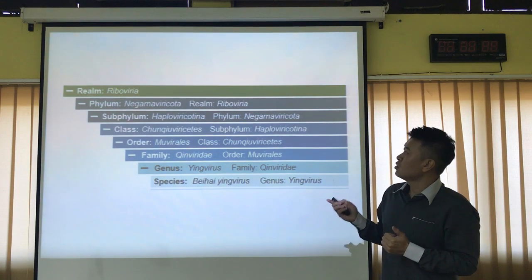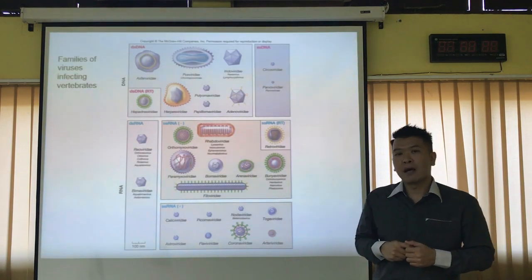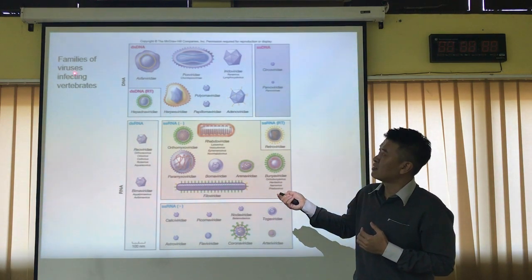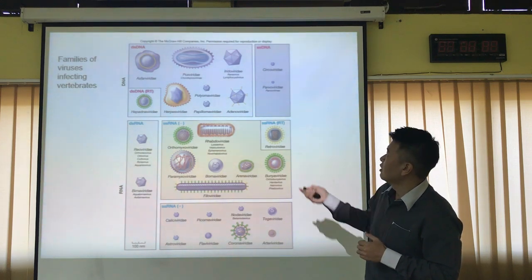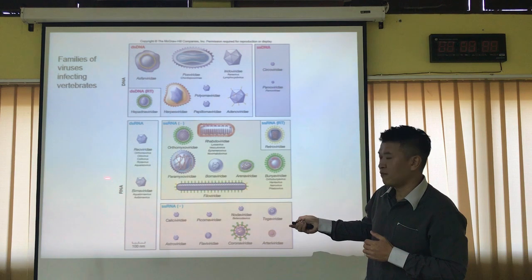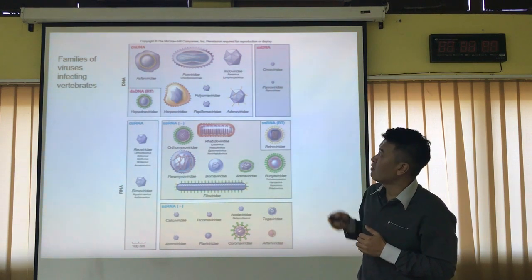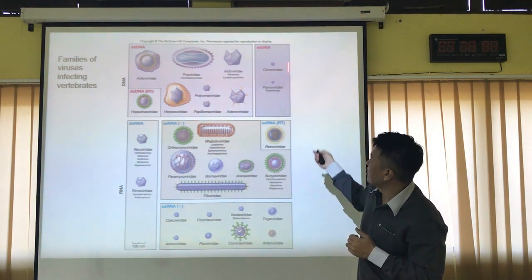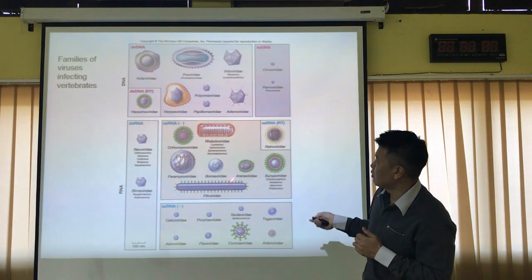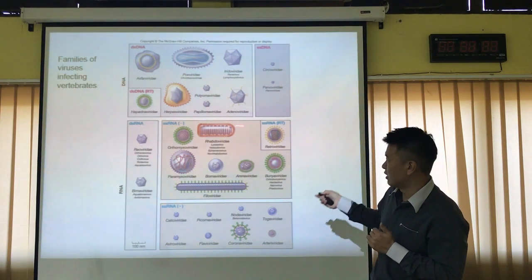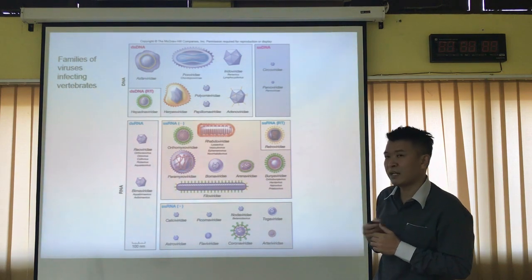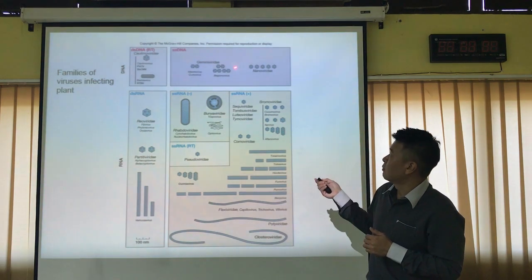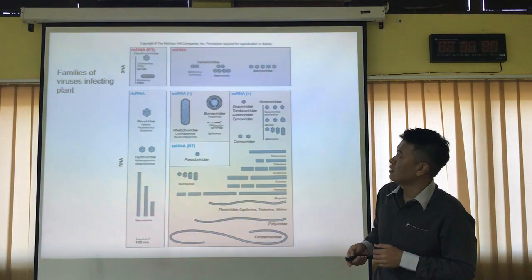These are some examples of viruses of different families. I'm showing here the families of viruses that infect vertebrates. You have DNA viruses and RNA viruses. In DNA viruses we have double-stranded and single-stranded DNA viruses. For RNA, we have double-stranded RNA, and single-stranded RNA of positive and negative orientations. Also, we have viruses that infect plants: double-stranded and single-stranded DNA, and double-stranded and single-stranded RNA.